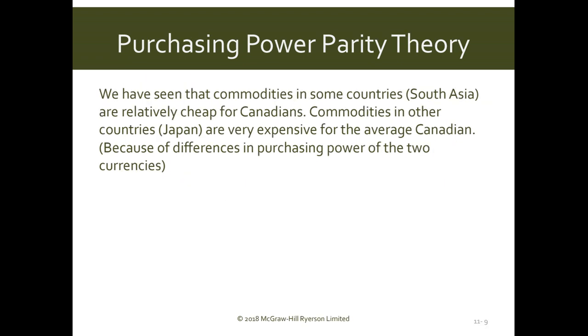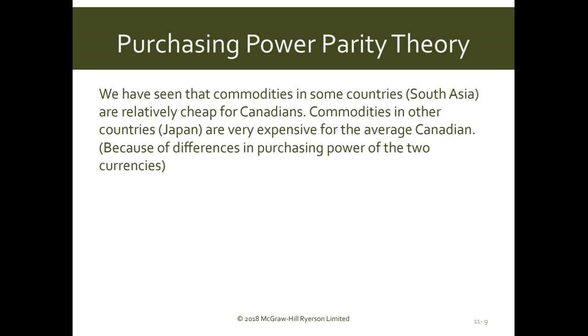So this is the application of purchasing power parity theory. If you consider only the official exchange rate, then you must have seen that commodities in some countries like South Asia are relatively cheap for Canadians. Commodities in other countries like Japan are very expensive for the average Canadian because of differences in purchasing power of the two countries. This is the reason why many countries are tourist attractions.